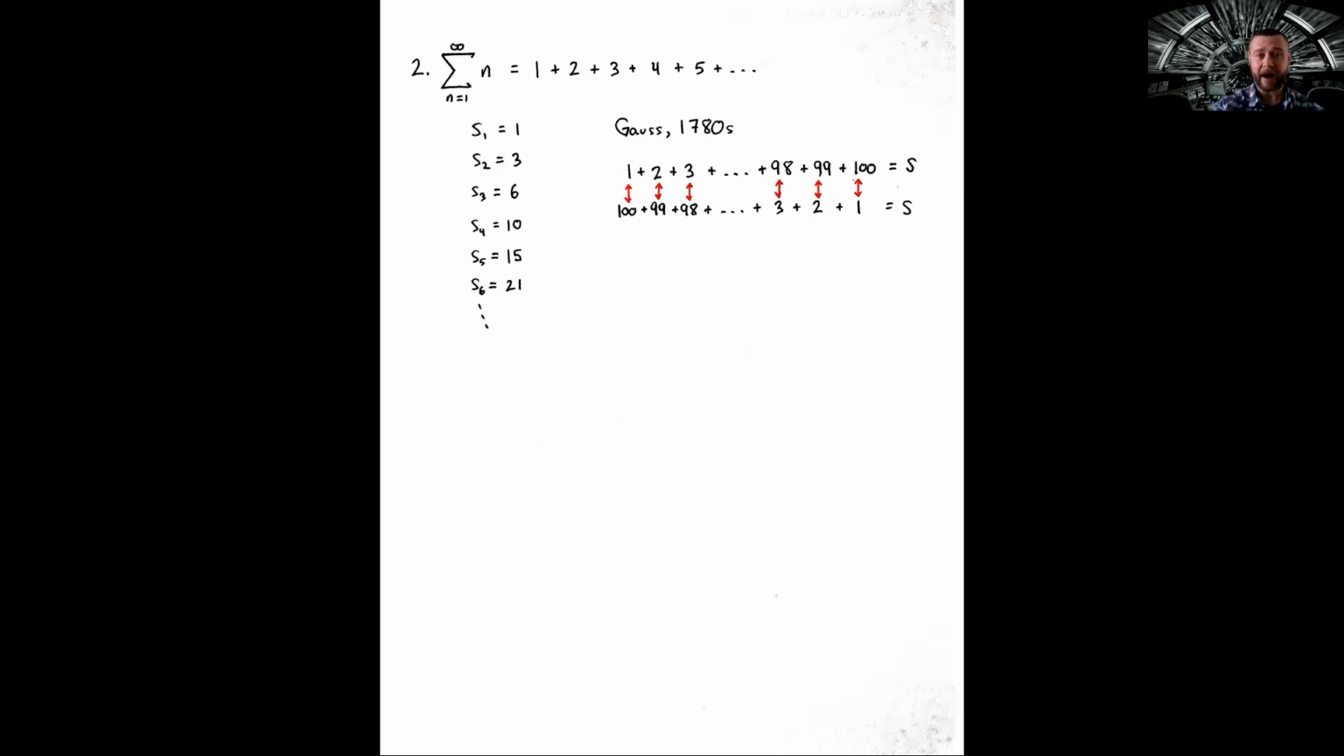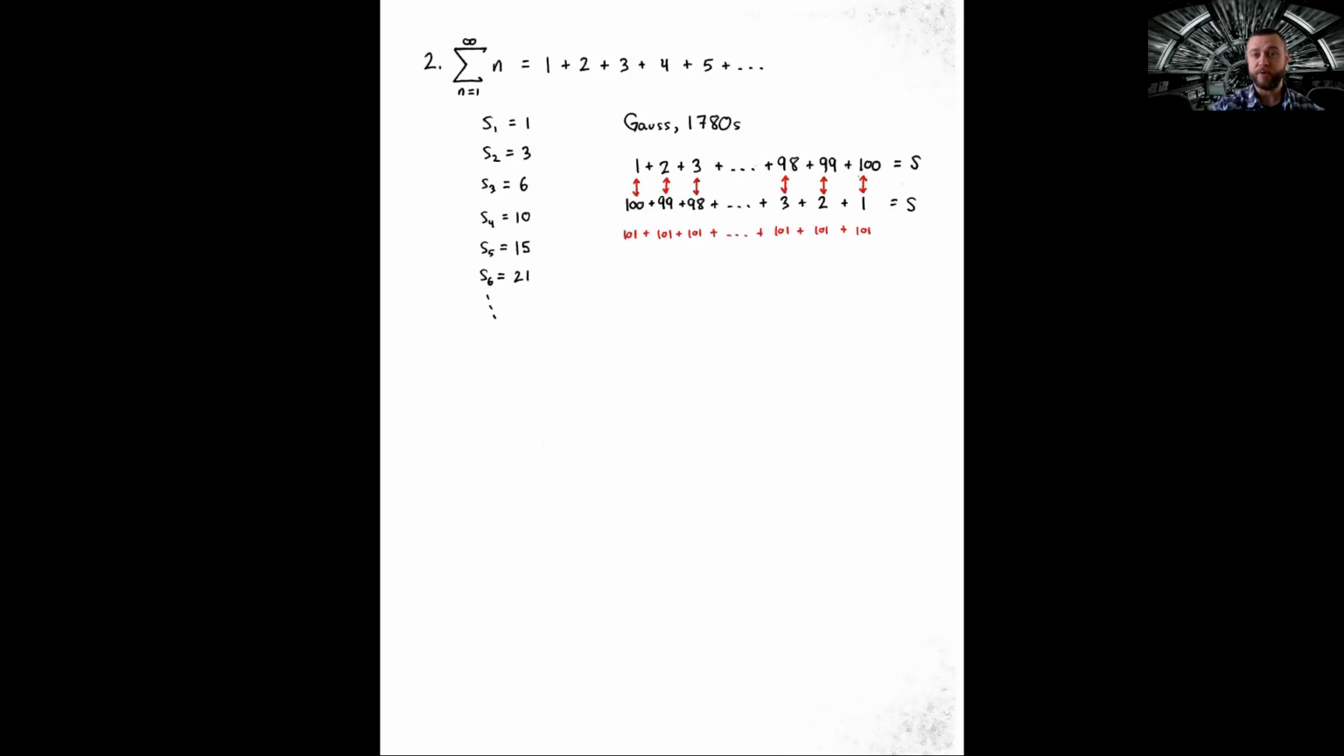Notice if we were to add up 100 and 1, you get 101. Add 99 and 2, you again get 101. 98 plus 3, again 101. And every pair here added in this reversed order gives 101. Now, if you count there how many 101s you have, there's 100 of them.